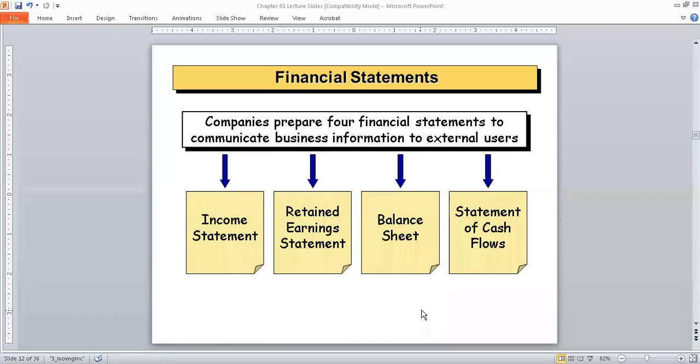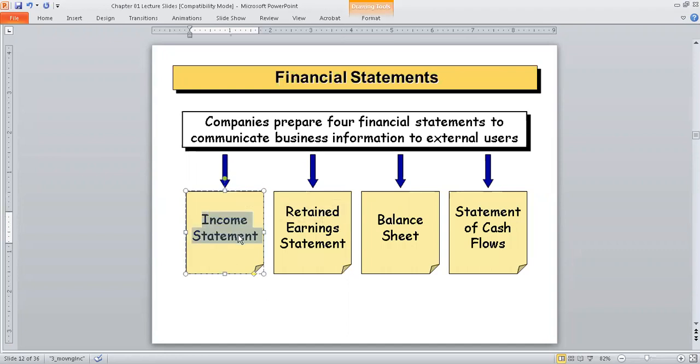So we left off last time mentioning that our chief communication tool, the way we communicate financial information with external users, are the financial statements. And in the remainder of our work in chapter 1, we're going to be learning how to prepare the income statement and the retained earnings statement. We'll learn how to prepare the balance sheet in chapter 2.